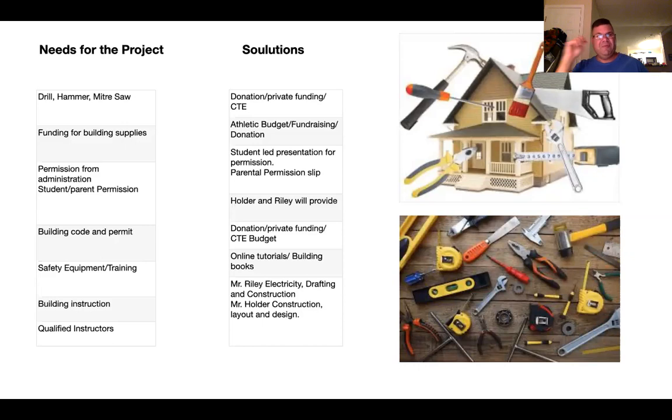Funding for building supplies, that's going to come from the people that are benefiting the most from this, the athletic budget, and possibly fundraising. We're going to see if we can get D.H. Griffin down the road, who has done some of the largest demolition projects in the world, to see if they can chip in and help us out. Permission, right? We need to figure out who's going to give us permission. The parents have to let us do this. The administration has to let us do this.